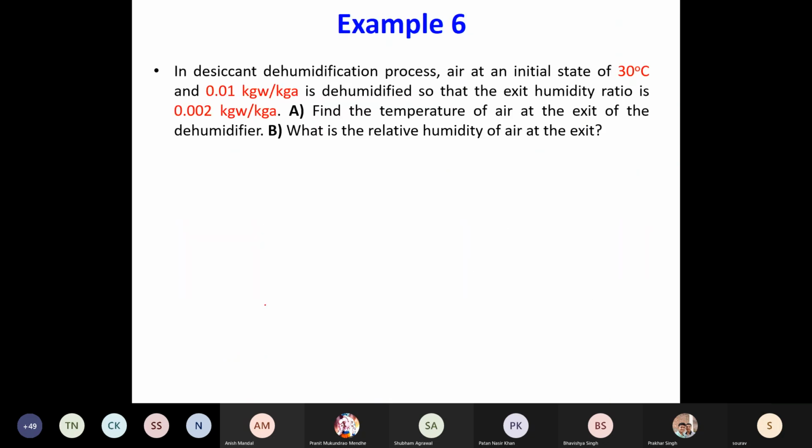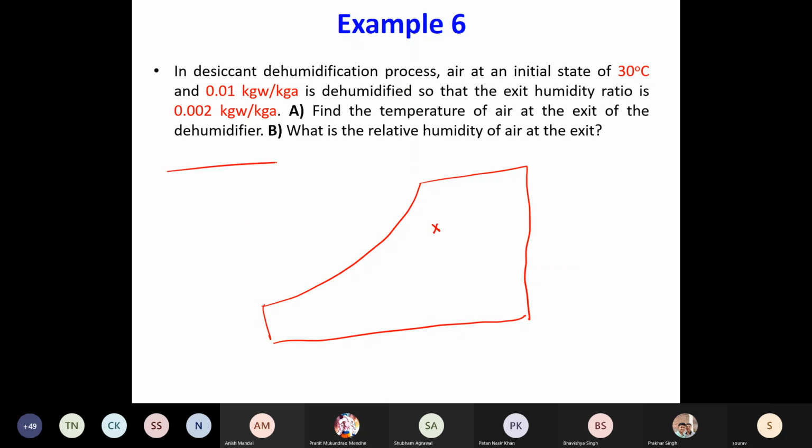What is the process line if I just look at the humidification part? If this is your inlet condition, we will not look into the regeneration part. We'll assume that silica gel has enough pores available for air to be continuously dry. So this is your state 1, air comes in at this state. After it passes through the silica gel, it goes to state 2. Assume that this entire box or this duct is insulated.